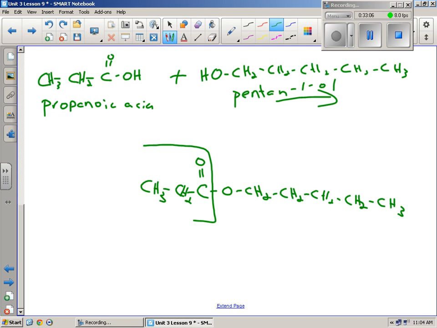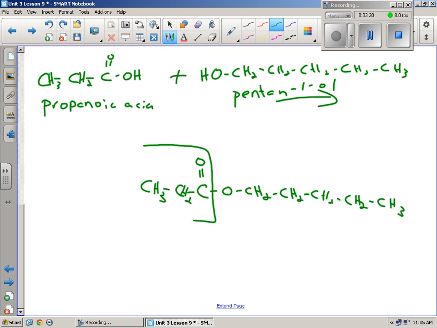Because those 5 carbons were all in a row, it was pentyl. Now it becomes perhaps butyl instead of pentyl. Or we could even cut it down further. We might even be able to make a propyl with an ethyl group added on. So it can become quite confusing.